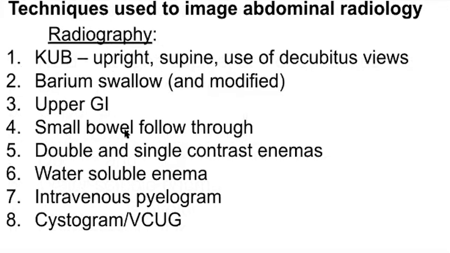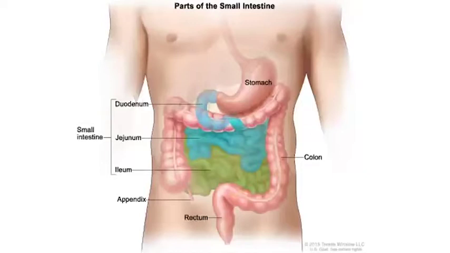We're going to now talk about small bowel follow through, which is evaluation of the small bowel. Here's an image of the bowel from UCSF website. The small bowel is divided into the jejunum, which is the proximal small bowel, and the ileum in green, which is the second half of the small bowel. And then this is the colon and the appendix.